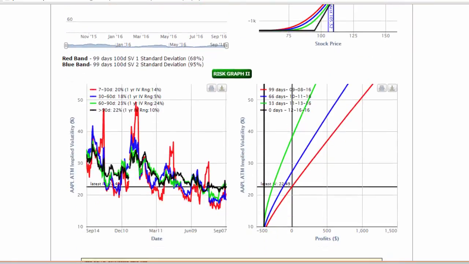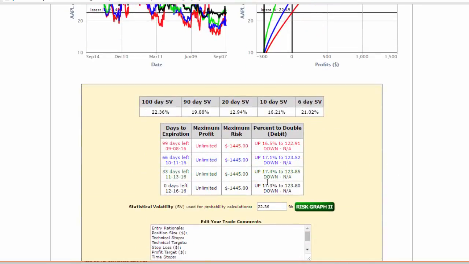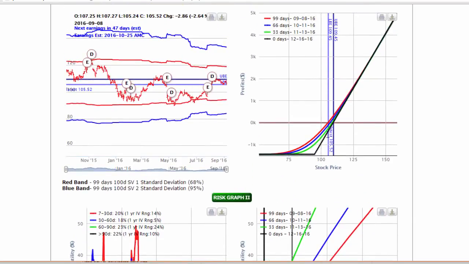So that's why I'm looking at this particular row here in the table, because it says this is when you have 33 days left for this option to expire, which is going to occur in the middle of November. Now for this option to double in value, meaning a 100% return on investment, the stock has to move up by 17.4% to over 120, at a price of 123.85. That doesn't mean we won't make any profit as the stock rises. We can clearly see that as the stock approaches 123, our profit is increasing.